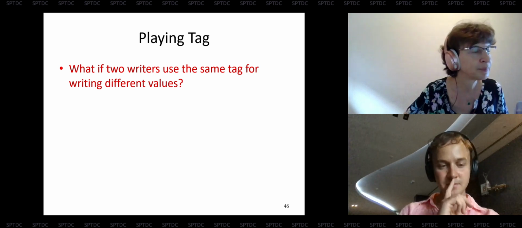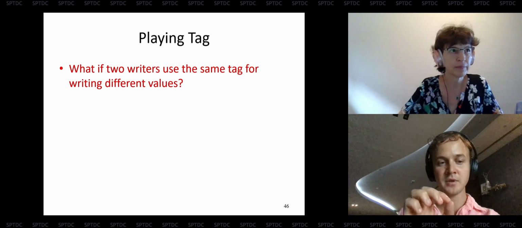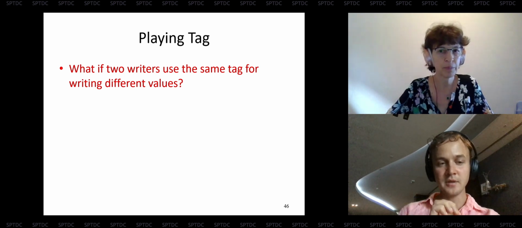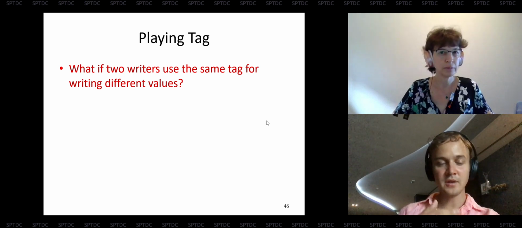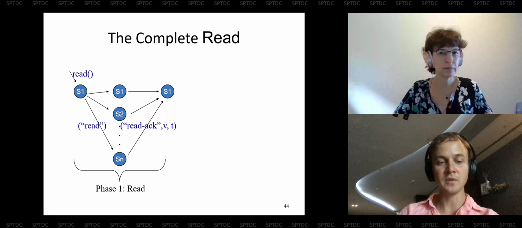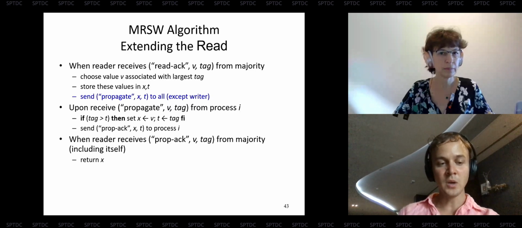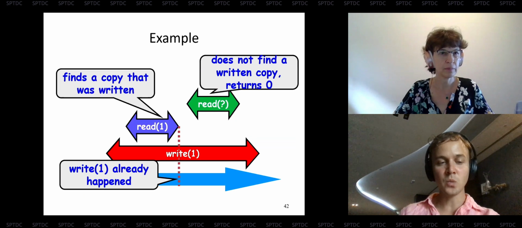Yes, sorry to interrupt you. Just before we jump inside this particular detail, there is one more question regarding the multi-reader construction. Could you please elaborate in a little bit more detail what would happen if two reads are happening concurrently, these two reads with the write-back operation? Why can we ensure linearizability?